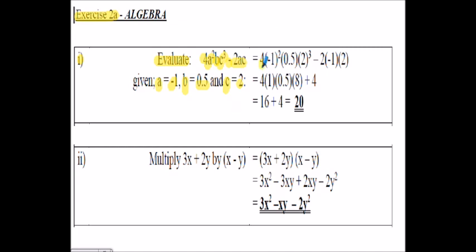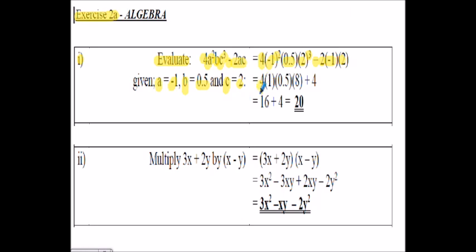So looking at the expression, I've got 4 multiplied by a squared, so that's minus 1 squared. That's multiplied by b, which is 0.5, multiplied by c, which is 2, and that's cubed. I take away then 2 multiplied by the a minus 1 multiplied by the c, which is 2. So using our BODMAS, first thing we're going to do is look at the indices here.